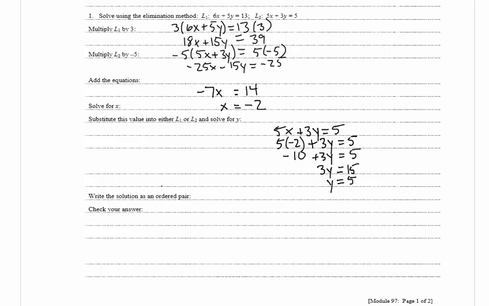And now we're going to write the solution as an ordered pair, and the x-coordinate was negative 2, and the y-coordinate was 5. So our solution is negative 2, 5. And now we want to check the answer.